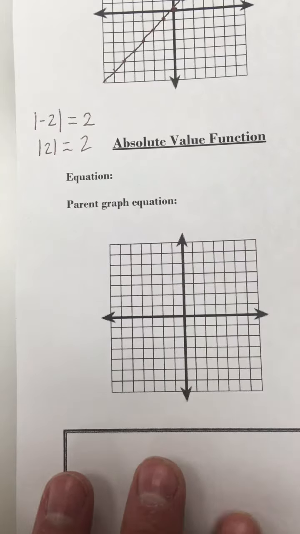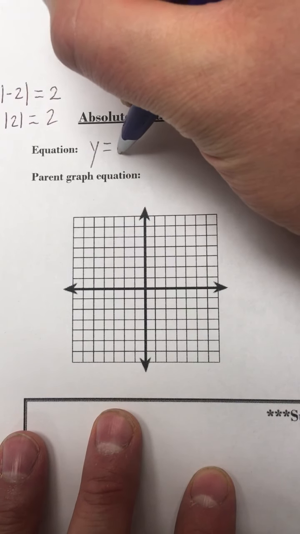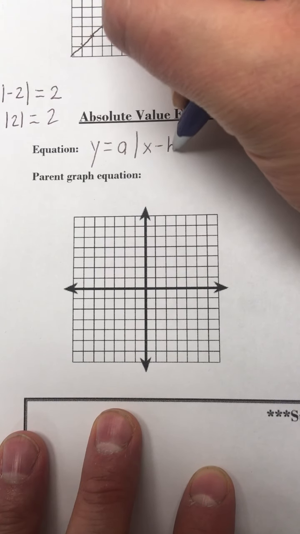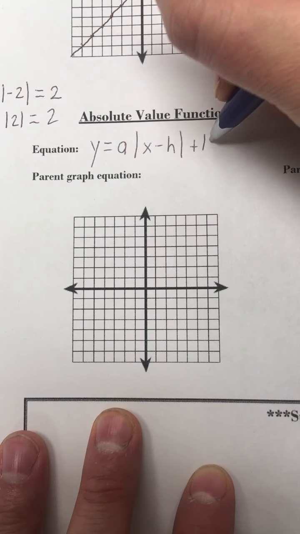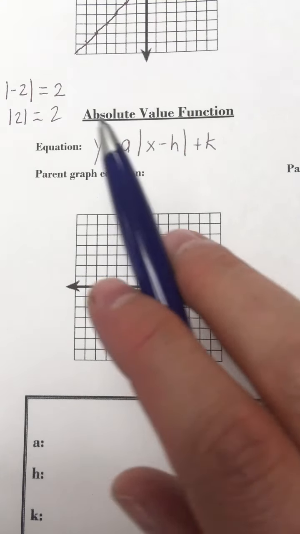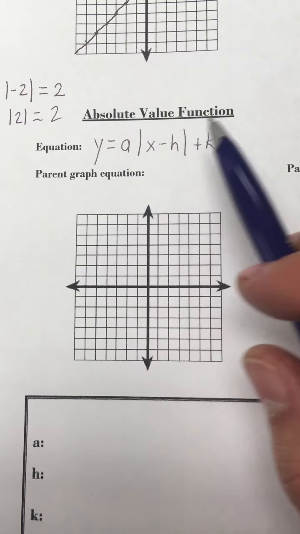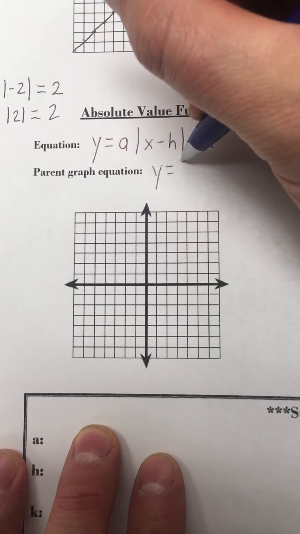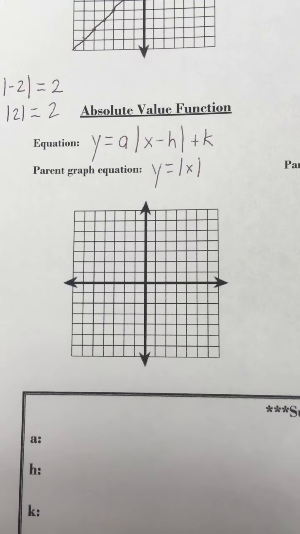All right, so an absolute value equation would look like this. Be y equals some number a, absolute value bar, x minus some number h, close the absolute value bar, plus k. All right, that would be my absolute value function. Any absolute value function could be written in that form. So again, if there weren't any extra numbers in here, the parent function would just be y equals the absolute value of x. Now, what would the graph of that look like?